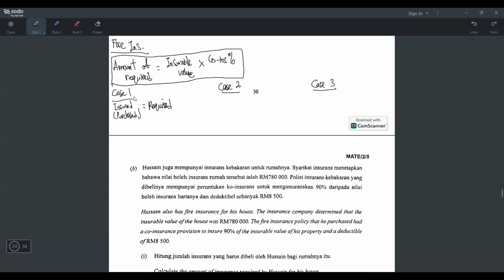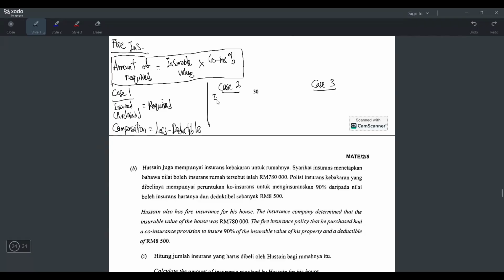So if it's this case, then your compensation, which means the amount the company pays you when there is a loss, the amount the company gives us, is loss minus deductible. So this one is the first part you have to memorize.